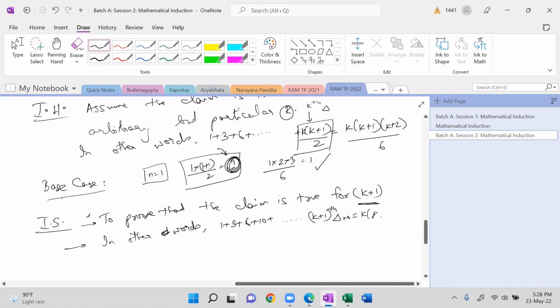K times k plus 1 times k plus 2 divided by 2, right? Amrita? Sir, isn't it divided by 6? Divided by 6. Happy? Yes. Okay. Is everybody okay with this?